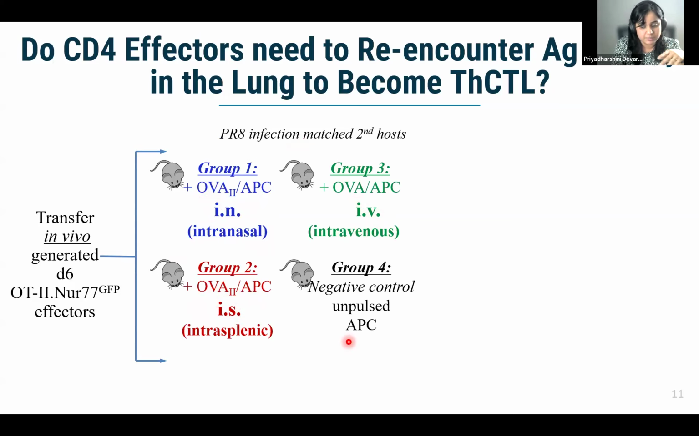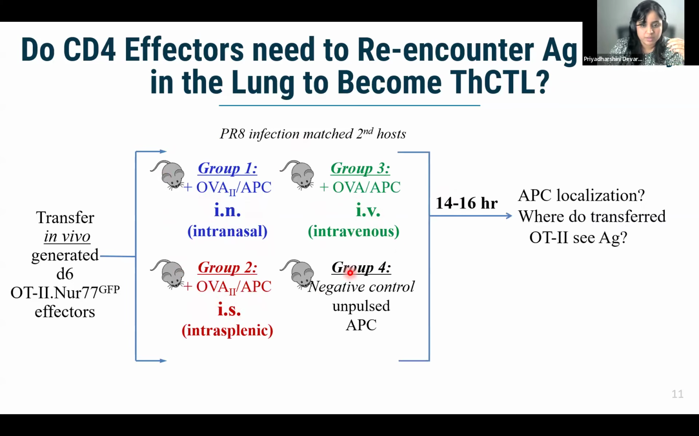in unpulsed APCs. And so this was our way of saying, if we provide antigen presentation in different compartments, does that drive THCTL formation? At 14 to 16 hours, we first asked, where do these APCs localize if we transfer them intranasally, intravenously, intrasplenically? 3 to 4 days later, we asked if THCTLs were generated from these 6-day effectors, if they saw antigen in the lung versus in the periphery.